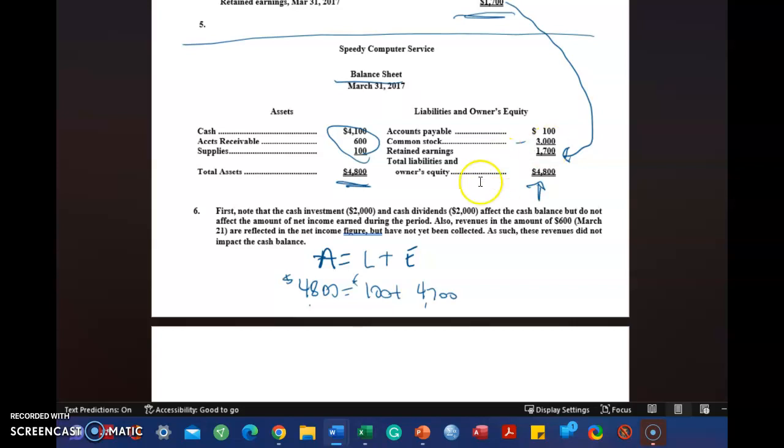Last comment, and then we're done with this video. A balance sheet is like a snapshot, a picture of what the balance sheet is like on a particular day. And the particular day is the last day, March 31st.